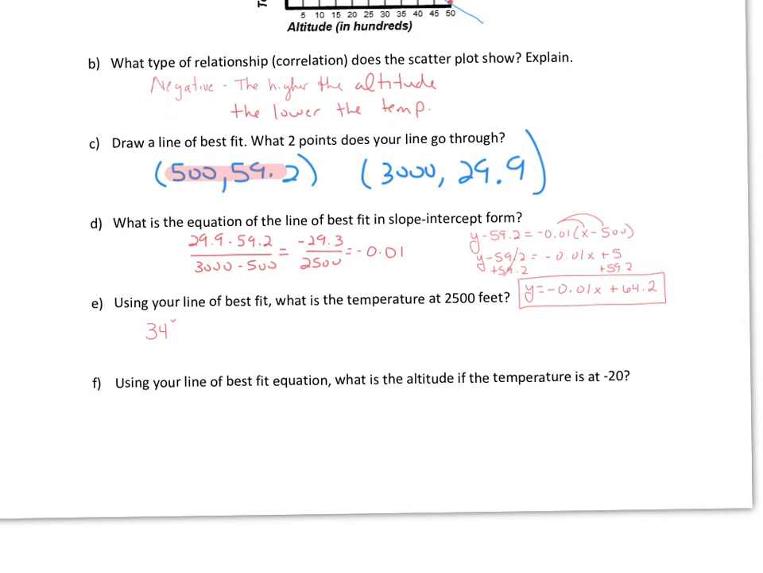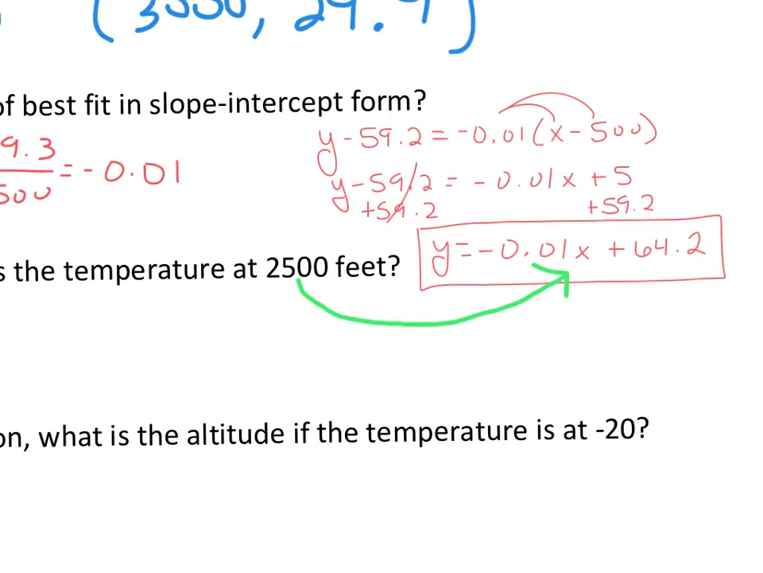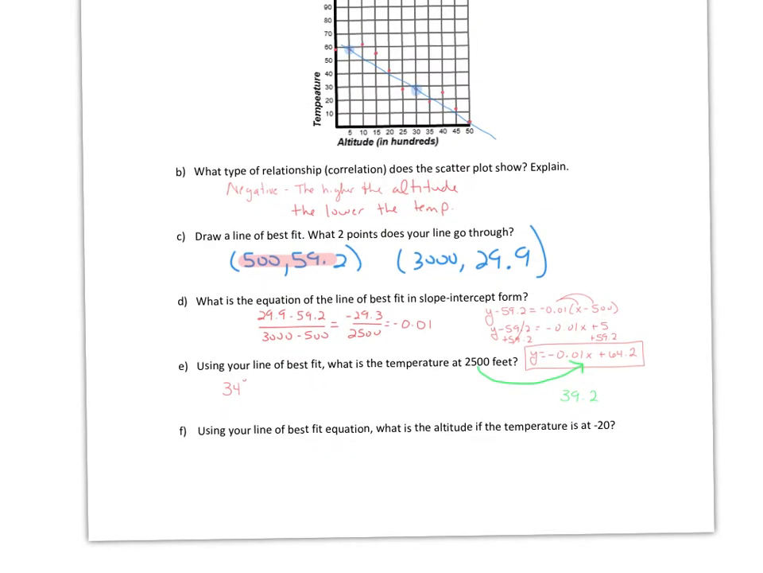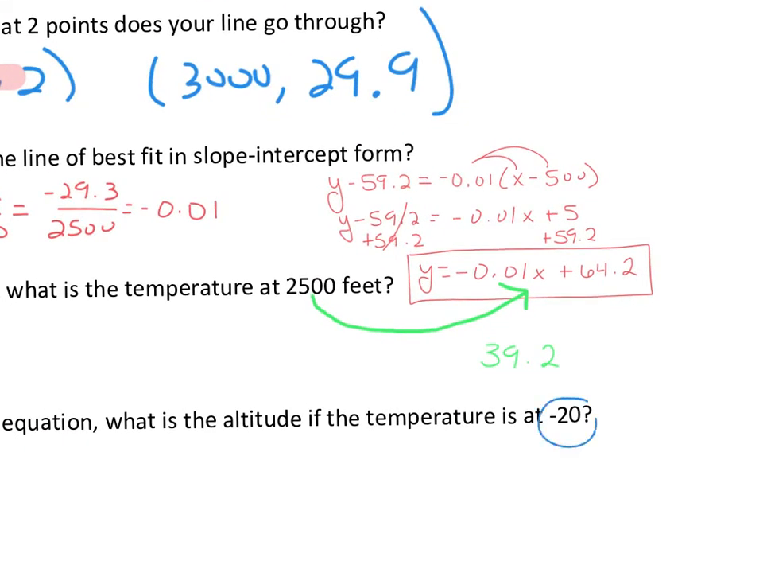Now, if I were to actually take this and plug it in and go ahead and do that, so negative 0.01 times 2500 plus the 64.2, when I do that, it's saying I should get 39.2. So I am a little bit off there as far as what I'm seeing on my line versus what I'm seeing as an answer, okay? All right, so now using your line of best fit equation, what is the altitude if the temperature is negative 20? All right, well, temperature is negative 20. That means I'm going to plug in negative 20 here and just solve the equation.